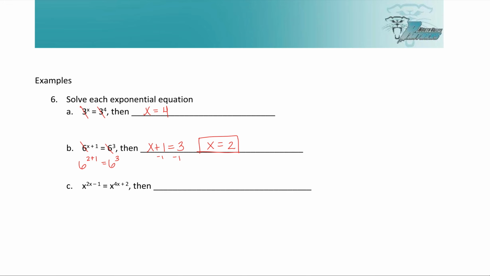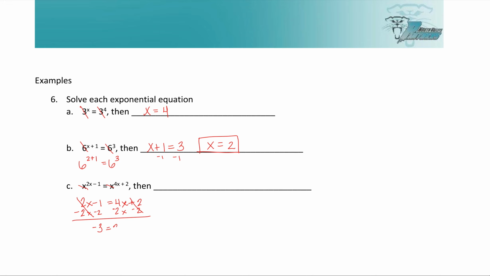Now for c, of course, it always has to be a little bit more complicated. We have x raised to the power of 2x minus 1 equal to x raised to the power of 4x plus 2. We drop the base x because they are the same, and we say 2x minus 1 is equal to 4x plus 2. Well, of course, we solve. I'm actually going to move that 2x to the other side because I like getting positive variables anytime I can. And I'm going to move the 1 to the opposite side. So it moved, and I end up with a -3.